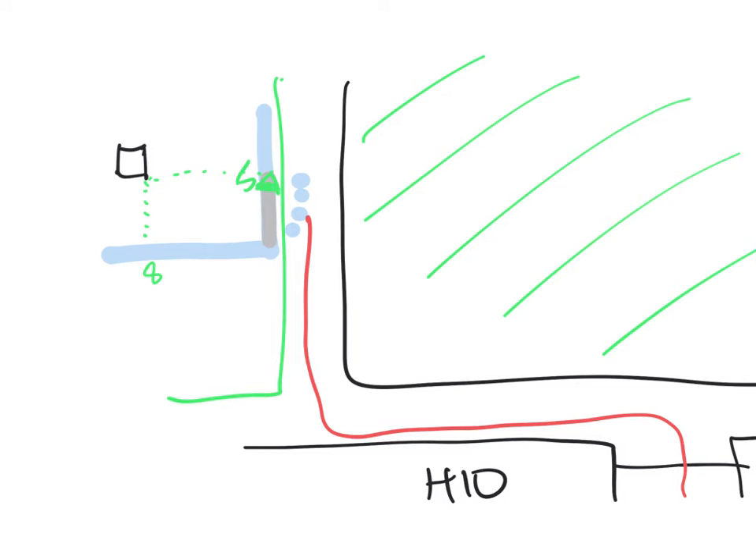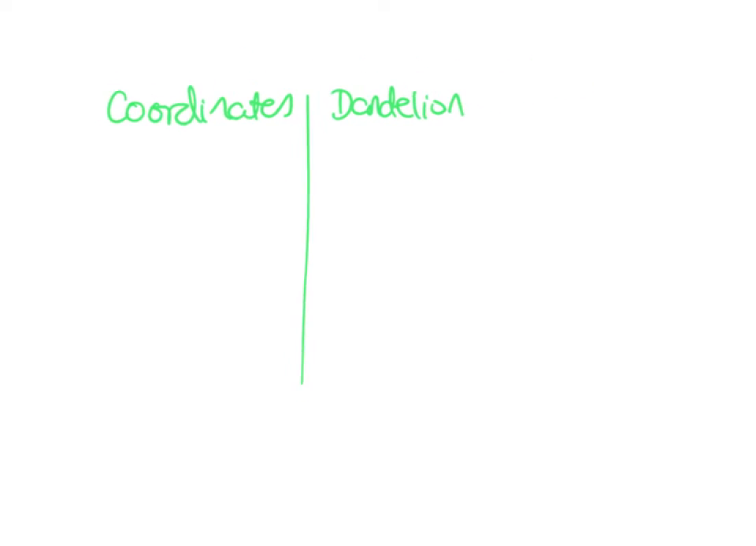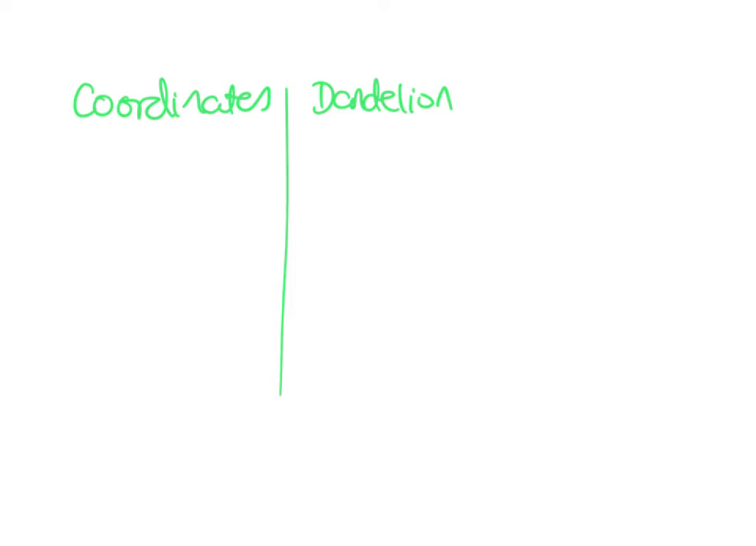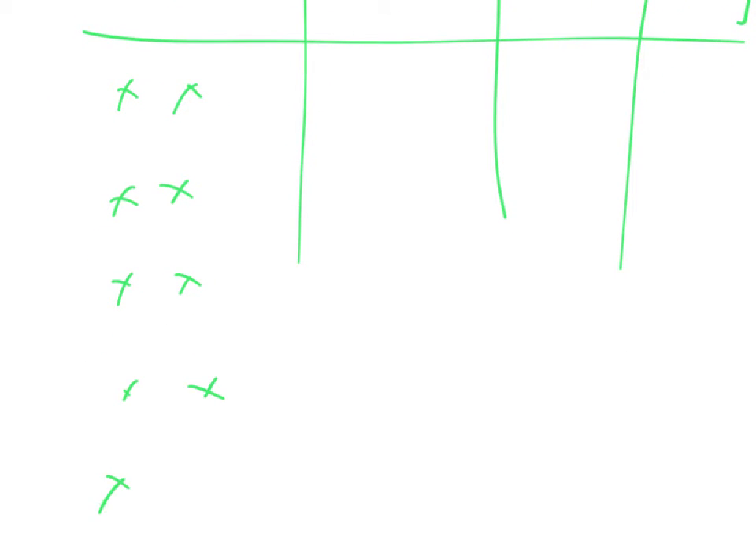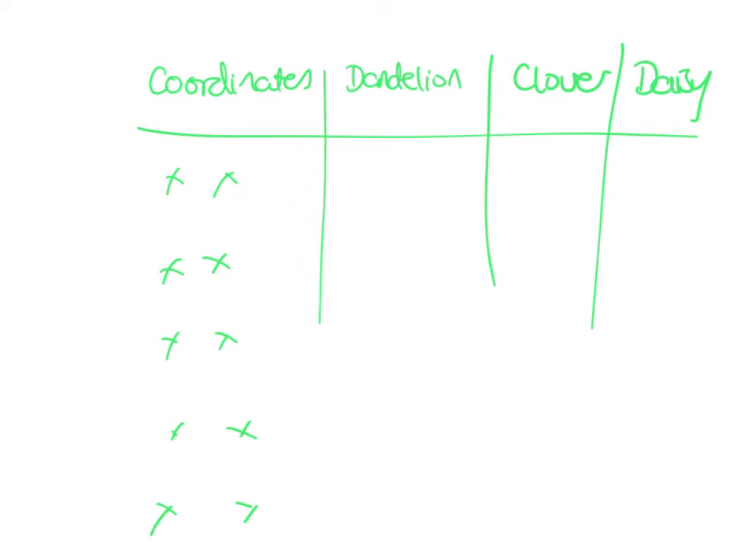Then you get down low and you look and see how many dandelions. Dandelion, clover, and daisy. We're going to be looking at 3 different species of plants. And you're going to have 5 pairs of random numbers, okay?